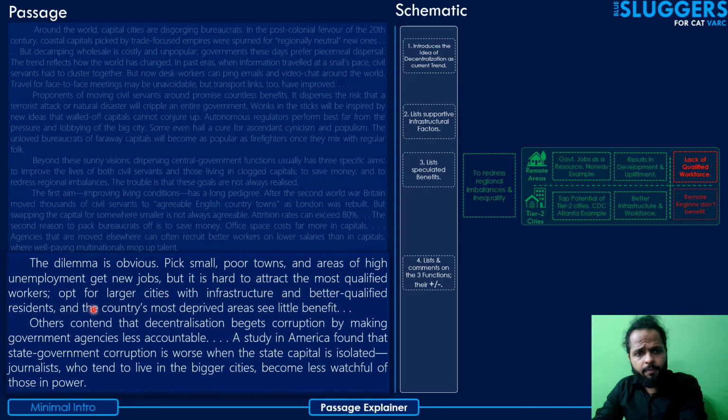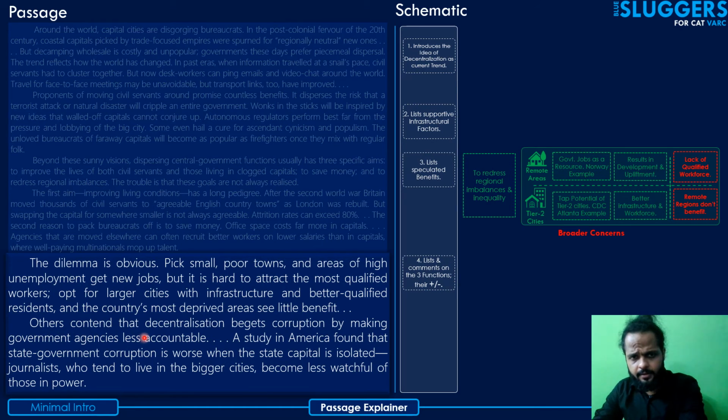Okay. And if you opt for larger cities with infrastructure and better qualified residents, then the country's most deprived areas see little benefits. If you opt for the tier 2 cities, which provide the advantage of better infrastructure and a qualified workforce, then the disadvantage is that your remote regions won't see much benefit there. So that's why it's a dilemma, like which location to choose when you're deciding on moving your government agencies out of the capital. Okay, so all right, let's come to the next part.